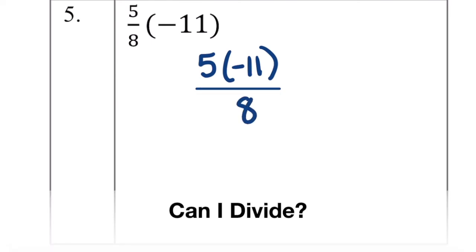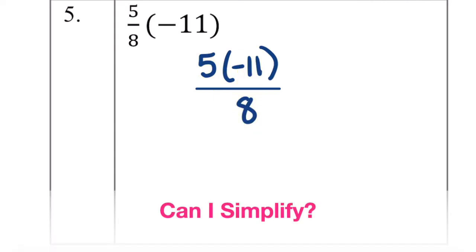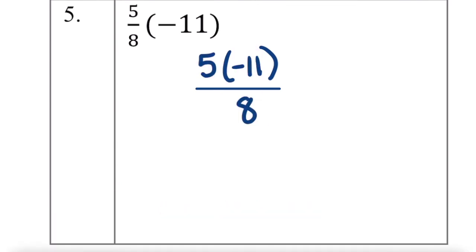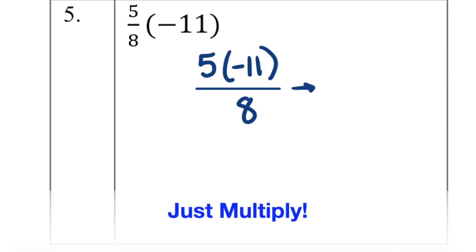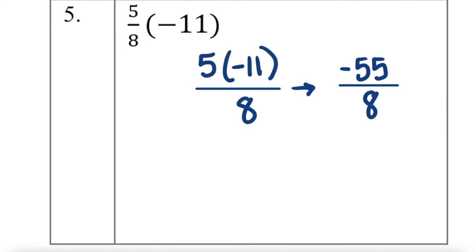Okay, can I divide? Well, I can't divide 5 by 8, and I can't divide negative 11 by 8, so no. Can I simplify? 5 and 8 don't have any common factors, neither do 11 and 8. So if you can't divide and you can't simplify, we're just going to multiply. 5 times negative 11 is negative 55, and 8 comes along for the ride. And that's all that we can do.